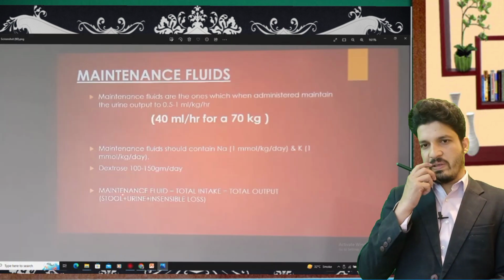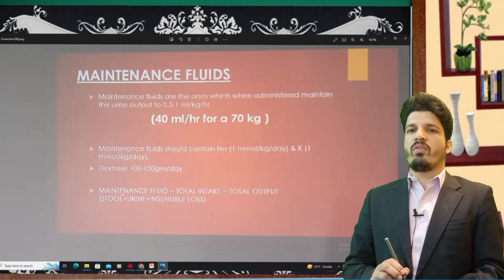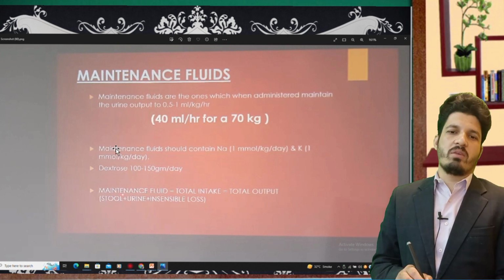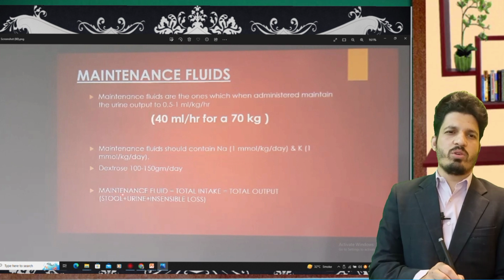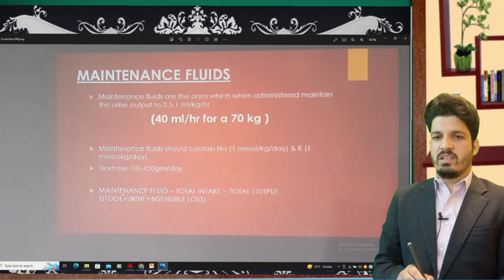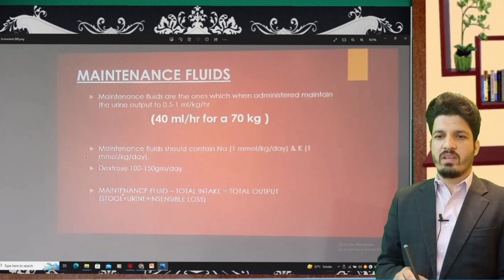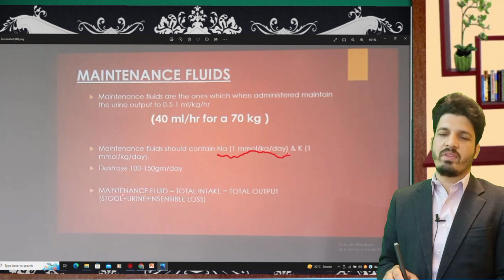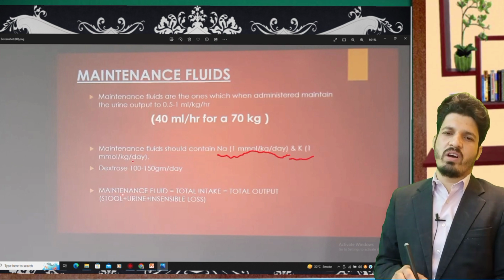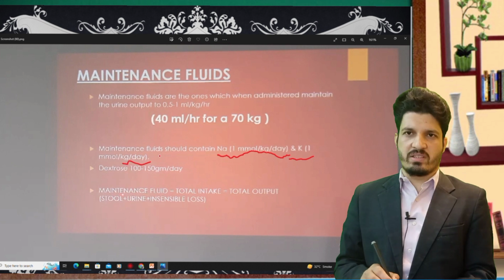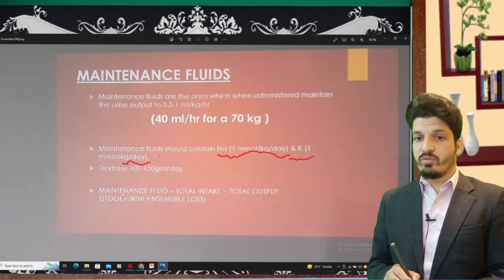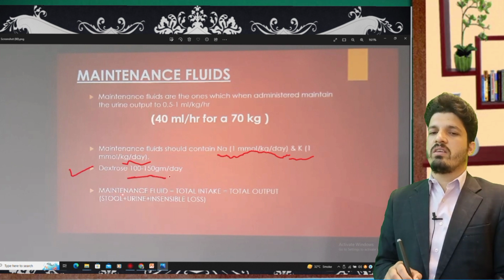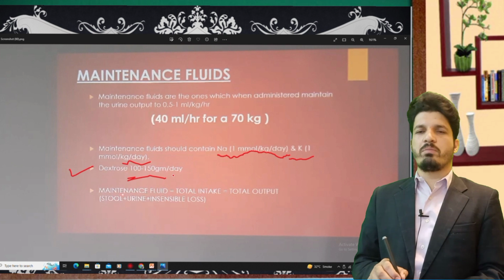Moving to the next slide, whenever you talk about maintenance fluids, you will also talk about electrolytes. The most common electrolytes we talk about are sodium, that's 1 millimole per kg per day, and potassium, also 1 millimole per kg per day. You have to replace it, you have to maintain it, that's the maintenance fluid. Then you will also talk about dextrose, there it will be 100 to 150 gram per day.